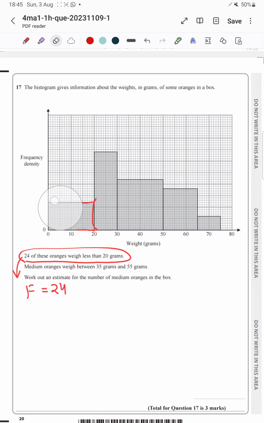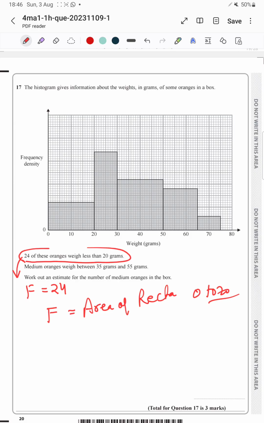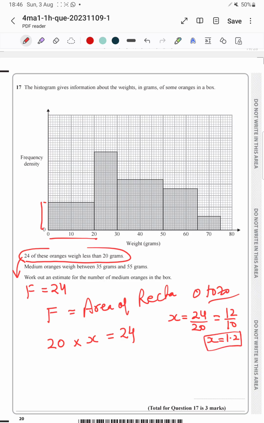Now we know that frequency is basically equal to the area of this rectangle. Correct? That is from 0 to 20. So the area of the rectangle means length, which is 20, times width. I don't know how wide this is from here to here, so I will assume it is x, and that is equal to 24. When I solve it, I get x equal to 24 over 20, which is 12 over 10, so x is equal to 1.2. So this whole width is 1.2.